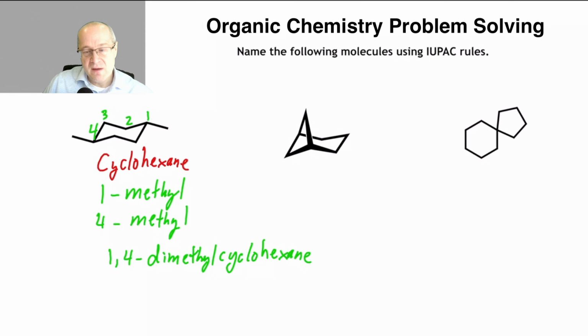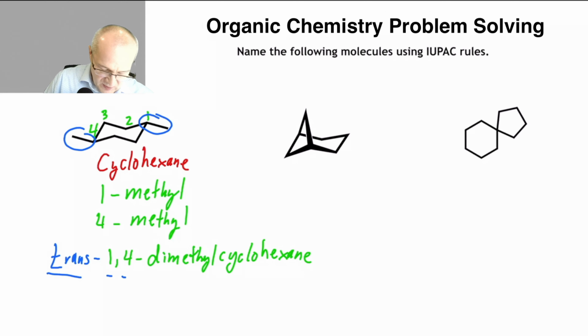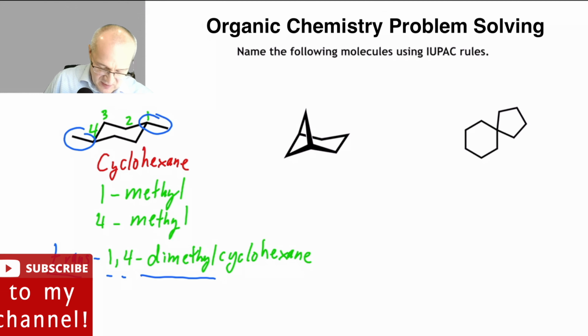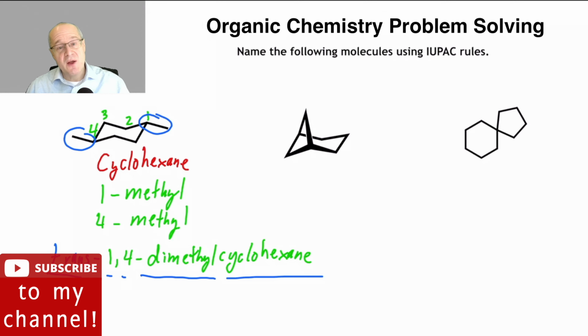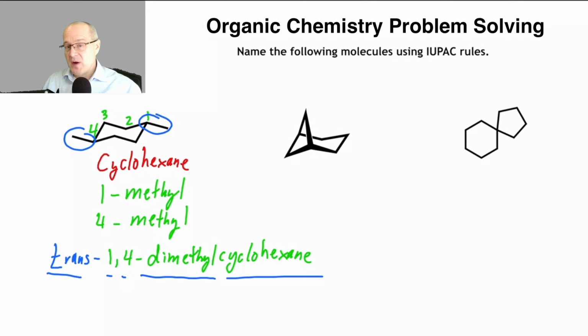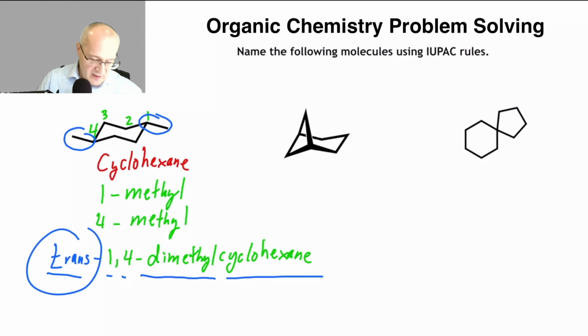We're missing the stereochemistry. We have 1 methyl going down, the other one is going up. That's a trans relationship. So it's trans-1,4-dimethylcyclohexane. That's how you would name that particular one on the left. Very, very simple, but fundamental. Make sure you get that stereochemistry correct in the front. That's a very common thing students neglect to do.